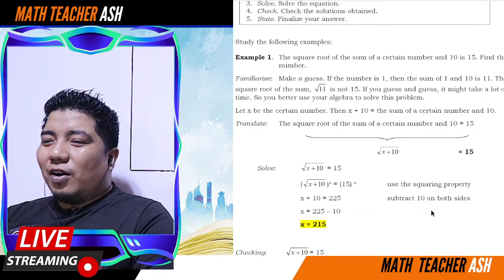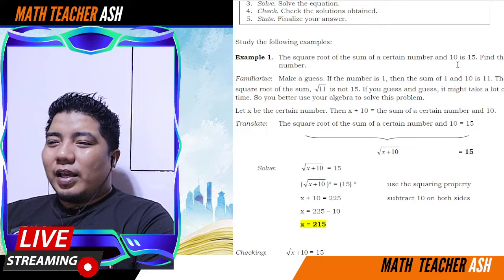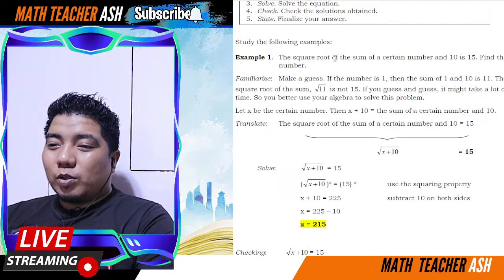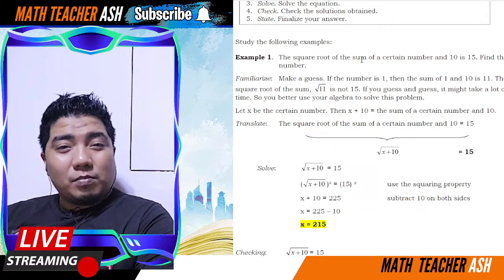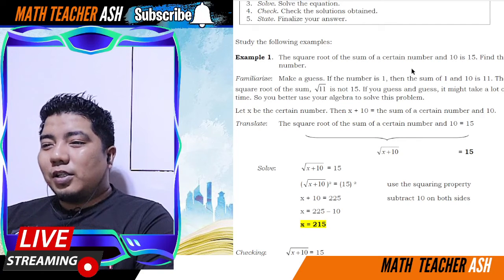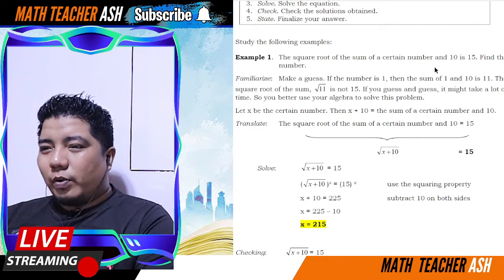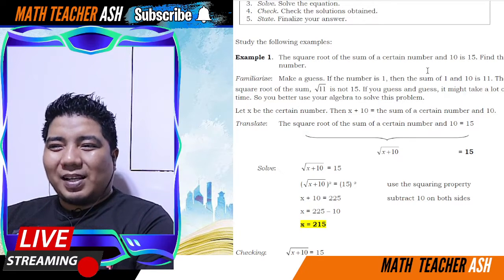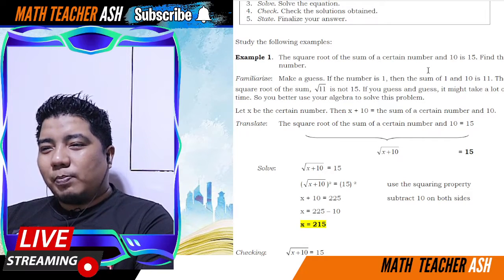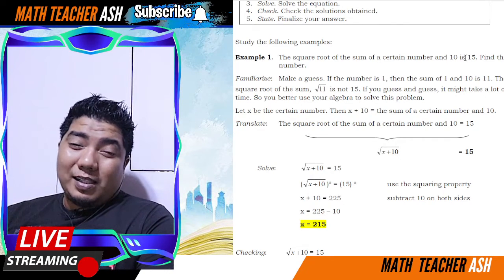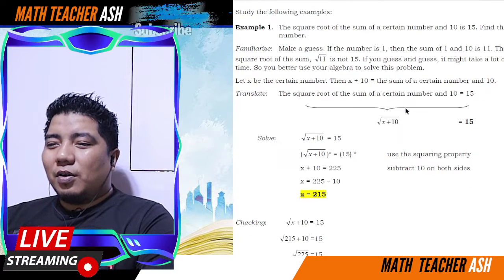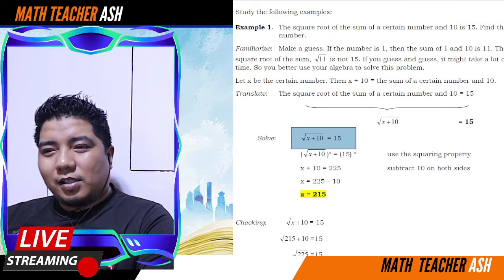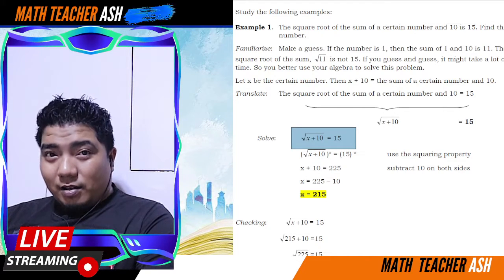The square root of the sum of a certain number and 10 is 15. So, as you can see, my dear math learner, the square root, that is the square root of the sum. So, sum is plus. So, certain number, hindi natin alam. So, that is x. And the other number is 10. So, that is x plus 10 kasi sum. So, the square root of x plus 10. And then, it means equals 15. Okay, find the number. So, that is how you familiarize, you translate, and then, now, you solve.